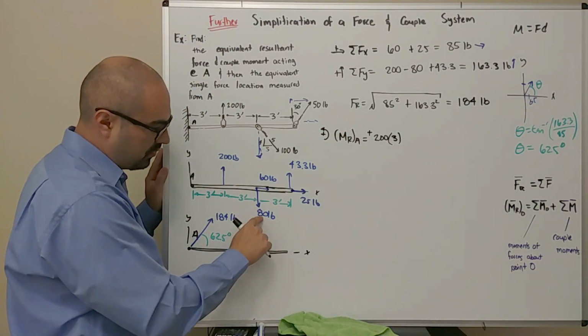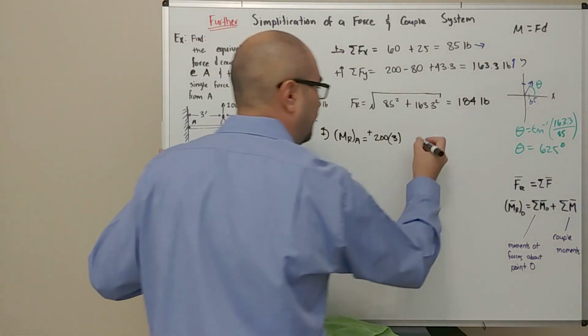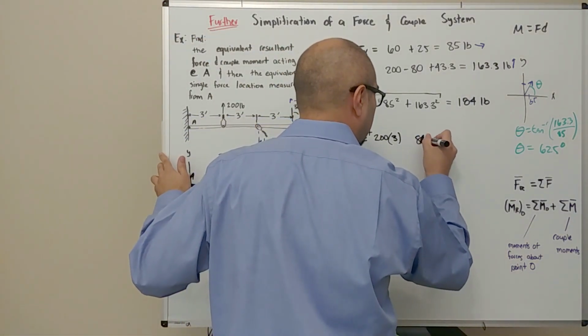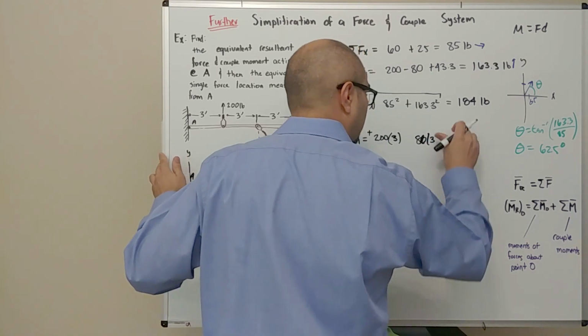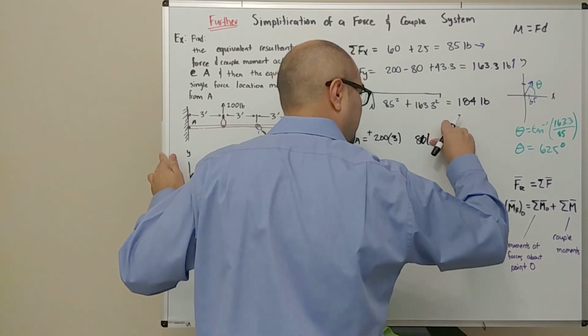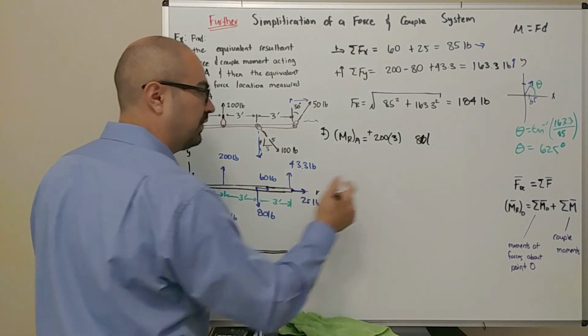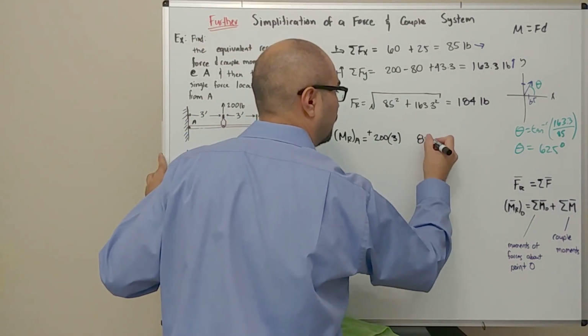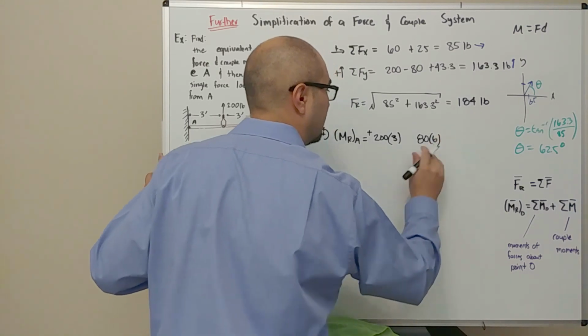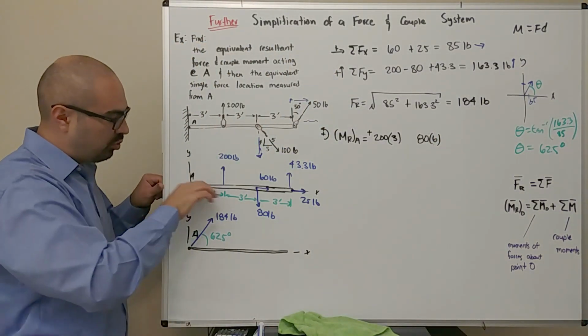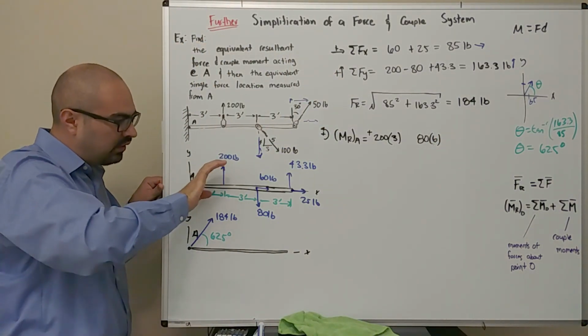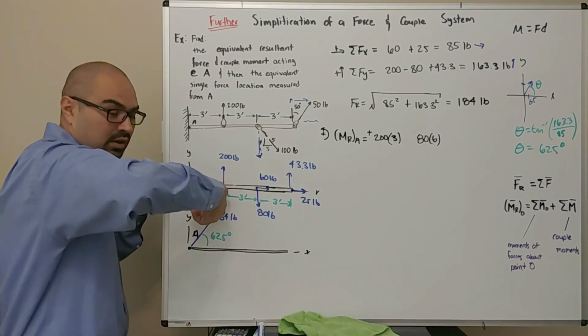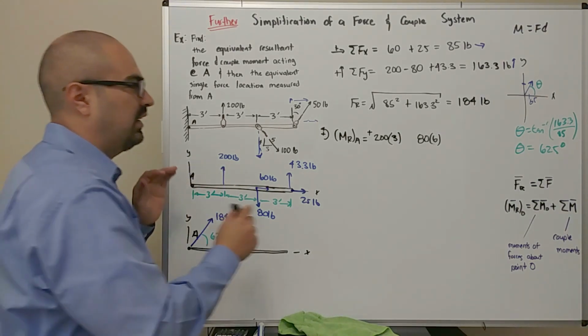So as we continue now, we have this guy over here, 80 pounds. So 80, not times 3 now, but the distance to this one is going to be 3 plus 3 or 6. So 80 times 6. This 80 is pointing down, so if I'm at A over here, that's going to make it spin clockwise, right? Which is a negative moment.